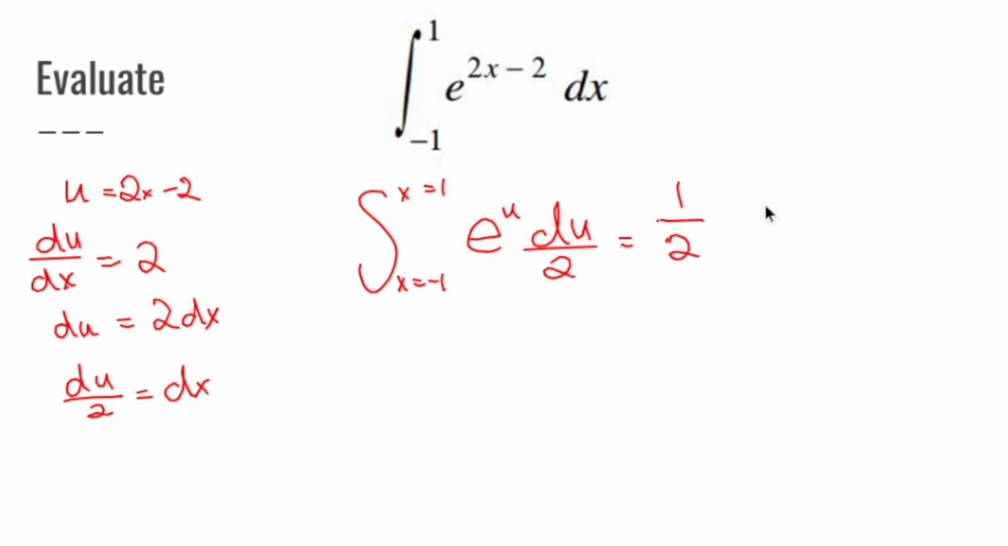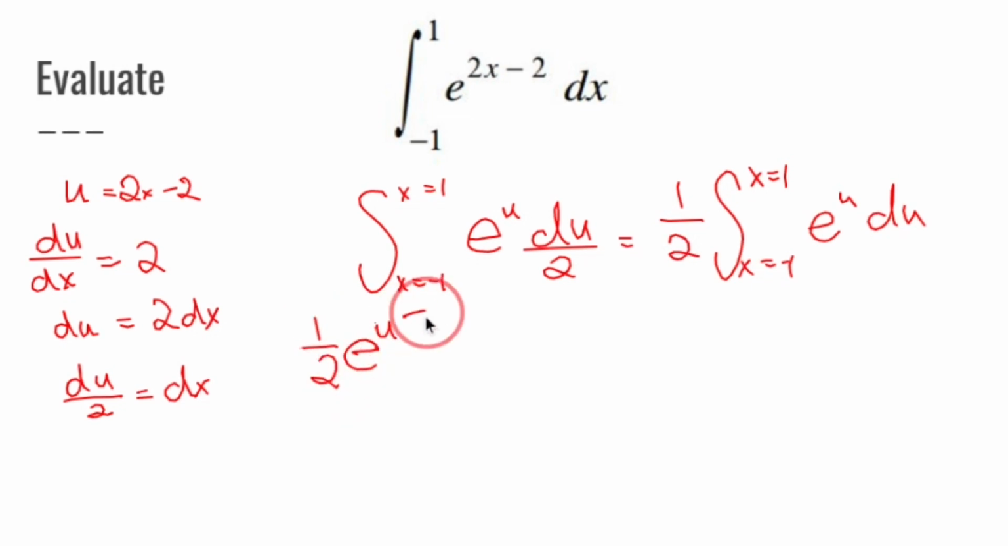I'll write this out as 1/2 and then do the same exact thing. Might seem a little much, but why not? This is the same exact thing, just me taking that over 2 and ripping it out and making it a half. The integral is e to the u. So I have 1/2 e to the u, where my limits of integration are x equals 1 at top and x equals negative 1 on the bottom.